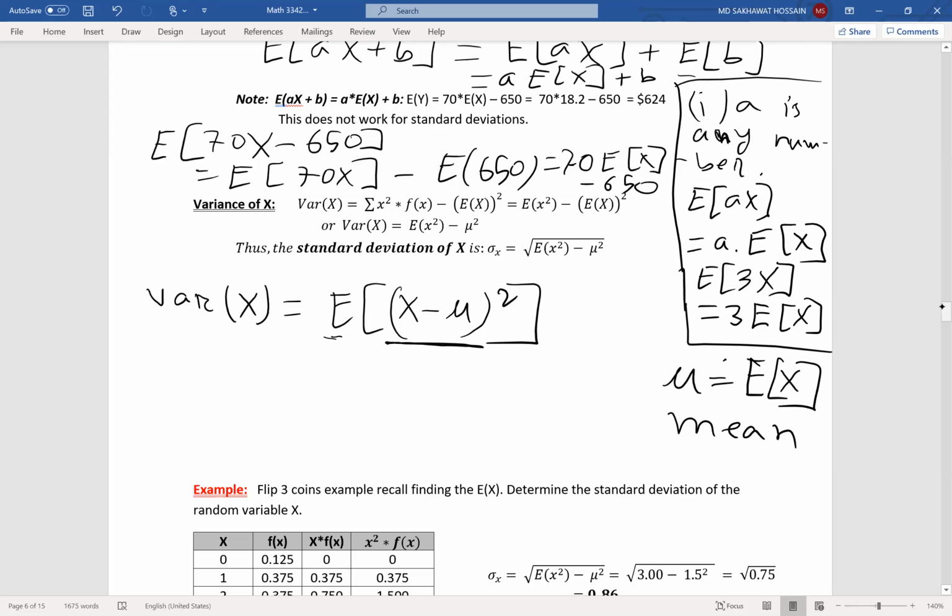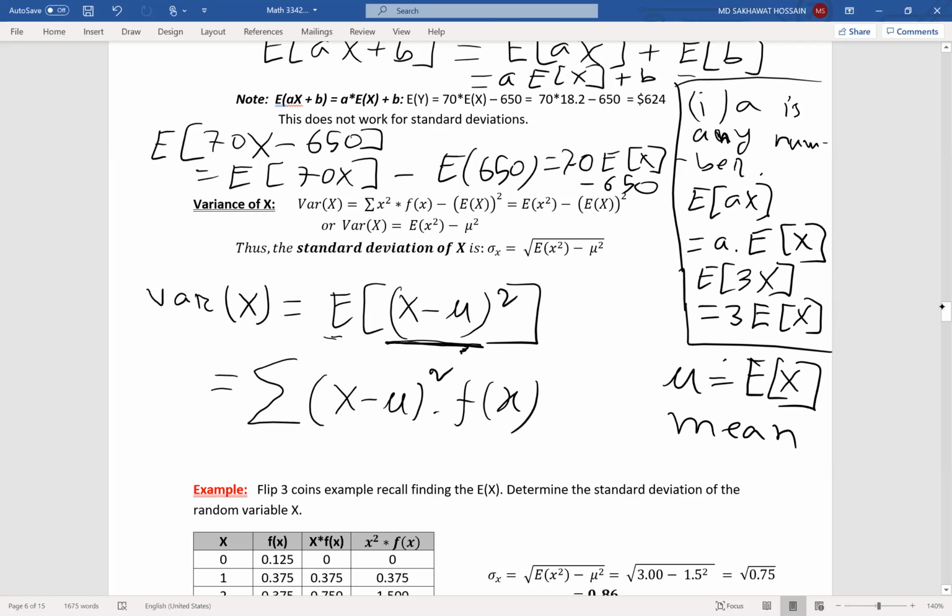One way is this: (x minus mu) squared is also a function of x, right? Mu is the expected value. So this is the expected value of a function of the random variable x. You can simply find it by using the function of x times the PMF. You can use this formula, but sometimes it will not work or it is very time consuming.